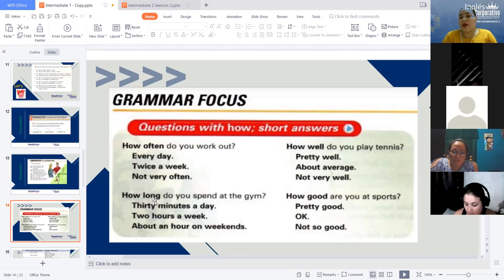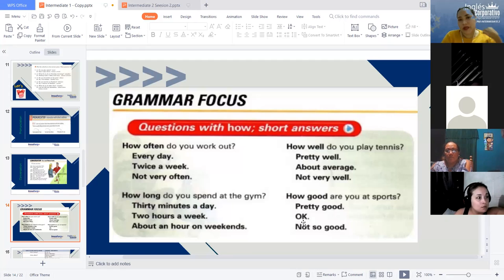How good are you at sports? That one, how good, is similar to how well, right? To how well, just a different word. You can say pretty good, okay, not so good, right? So this one is kind of similar, but you can give these answers. As you might see, we have pretty good, not so good, not very well, and we have okay, right? So this one will be regarding the grammar focus, the questions with how, the WH question how.